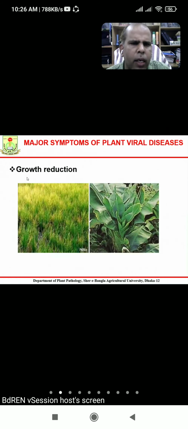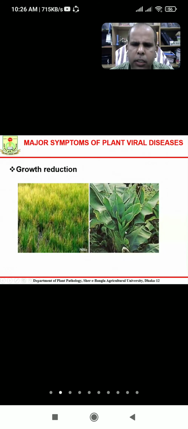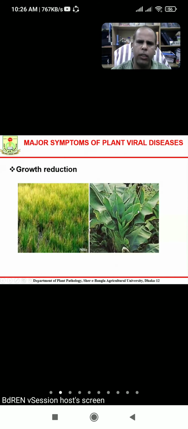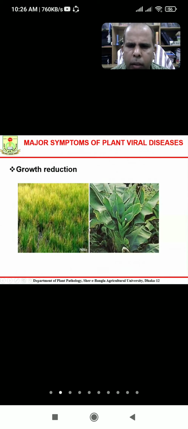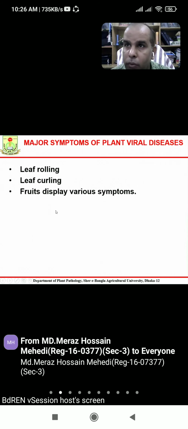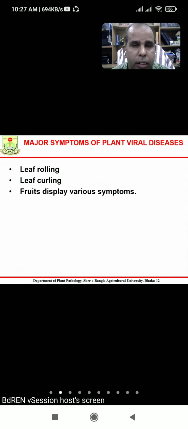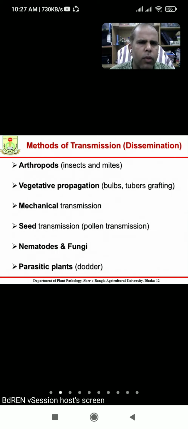This is the typical example of growth reduction. This is the tungro disease of rice that we study in level 3 semester 2. This is the one we will also study in the theoretical class. This is severely reduced plant growth. Now the leaf rolling, leaf curling, and fruit display various symptoms. Actually, in today's class we are going to study the viral diseases of vegetables, which mostly show leaf rolling or leaf curling symptoms. Okay, so let's move on.